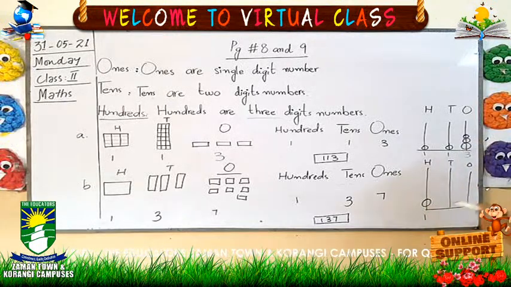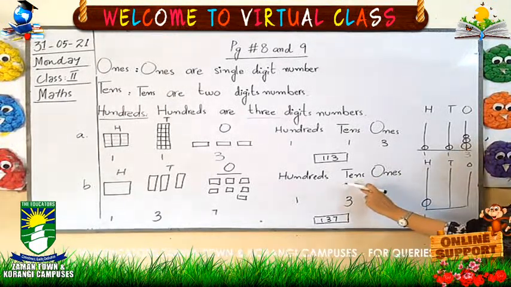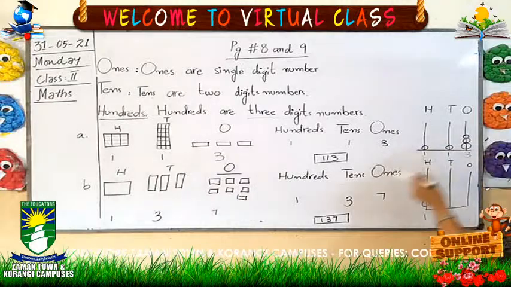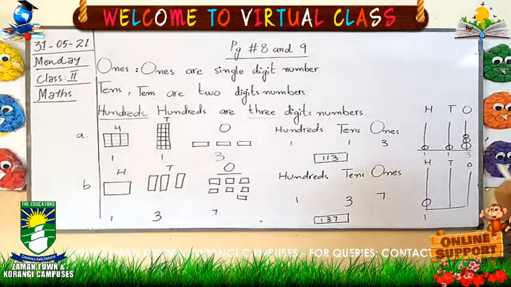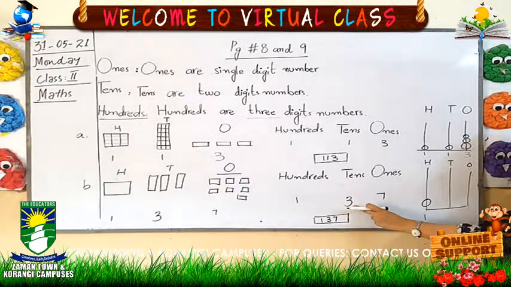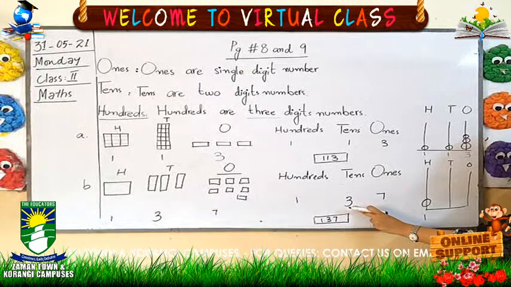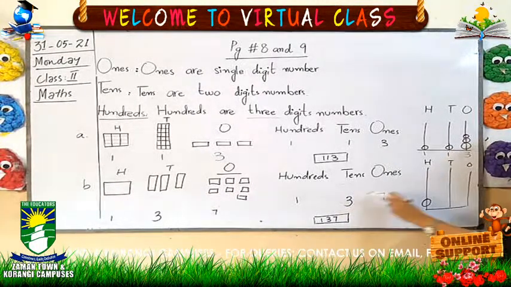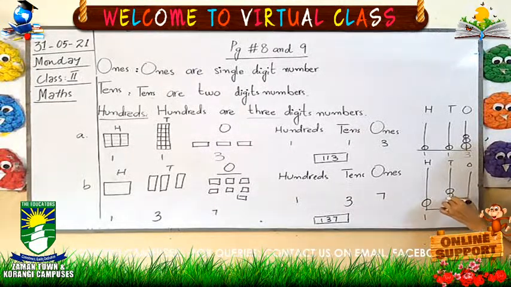Now check the value of tens. This is tens. What is the value? 3. So how many beads you will draw? 3 beads. Draw here. 1, 2, 3.